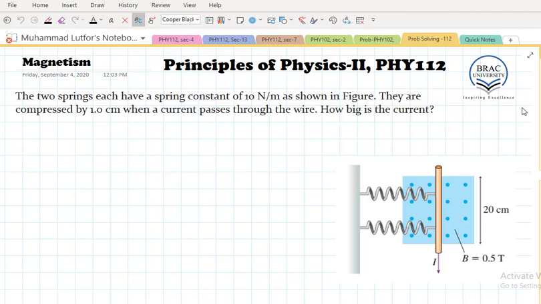Alright, in this problem there is a wire which is connected by a spring to a support. Say this is a wall, and this wire has a current I, and it is actually inside a magnetic field, which is directed out of the screen.